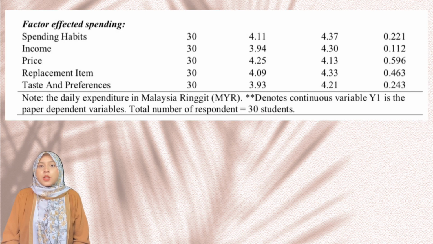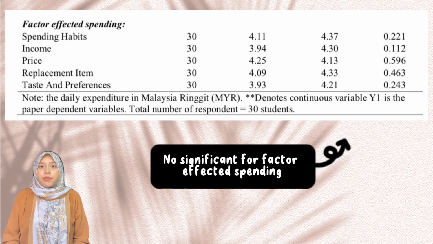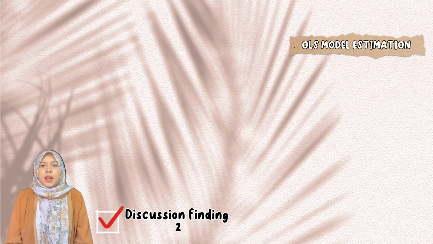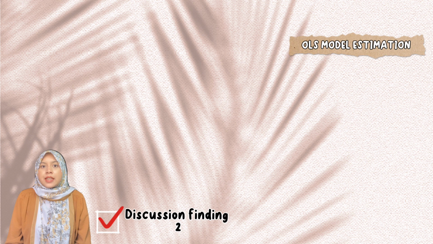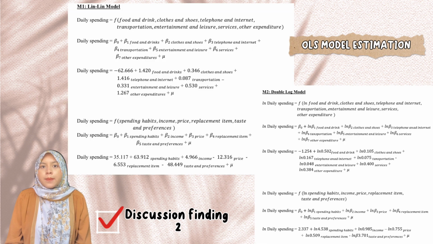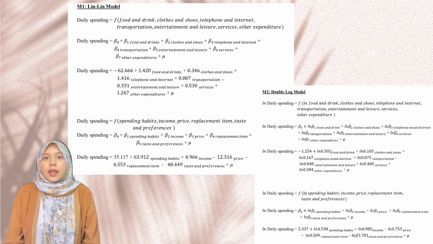Moving forward, the factors that impact COB student daily spending. According to the p-value column, there is no significant difference in any of the factors. For the OLS model, I use two model specifications, columns M1 and M2. The topics of M1 and M2 are the second and third objectives of the study.